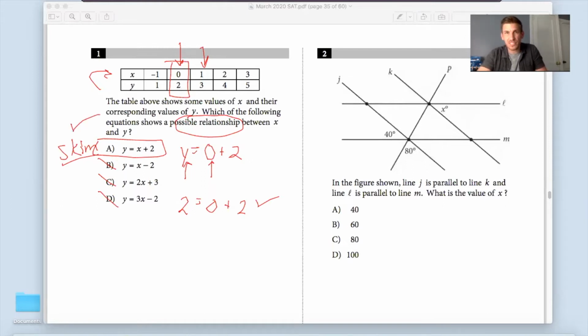Now, sliding over, I'll put it in a different ink so you guys can see it. Here I have 2, and for question 2, I see J, K, and I see L, M. These look parallel, right? That's usually the setup. And it says, in the figure shown, J is parallel to line K. Whenever you see wording like this, you have what are called transversals, right? And it says L is parallel to M. So whenever you have transversals cutting through, you have to remember all of your geometry rules.